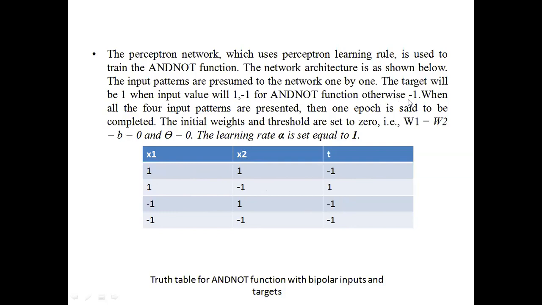Fine. So here we consider the weights W1, W2, and B, all 0, and the threshold theta also 0 initially. The learning rate alpha is set to 1. So this is the truth table for the and-not function.